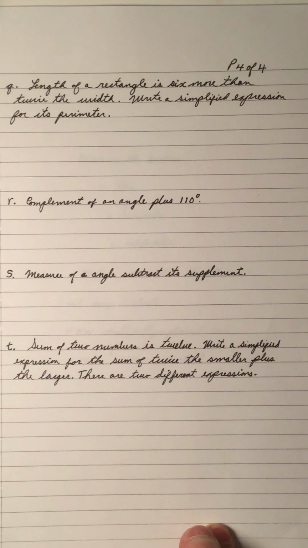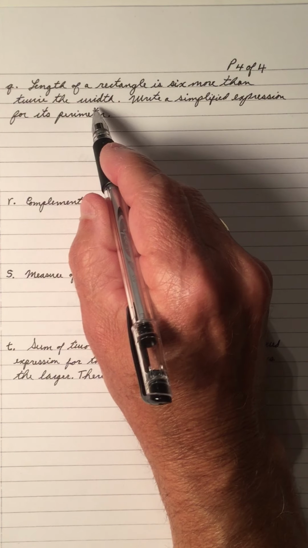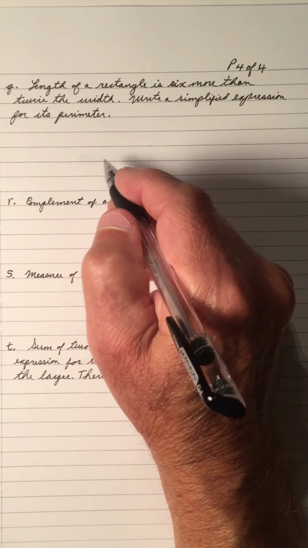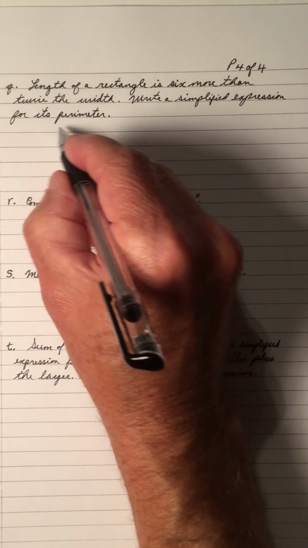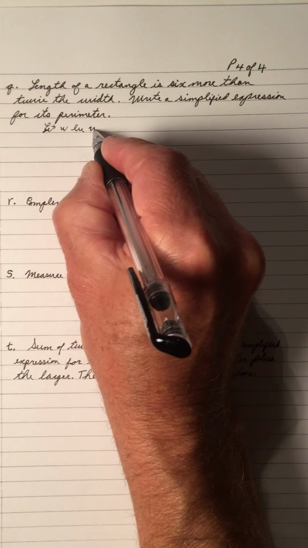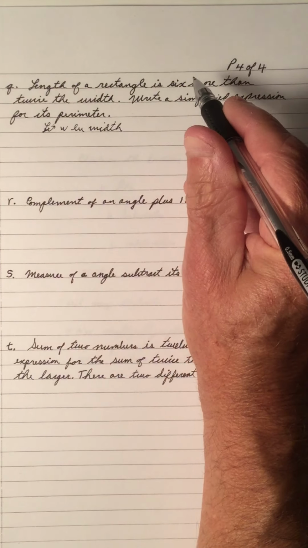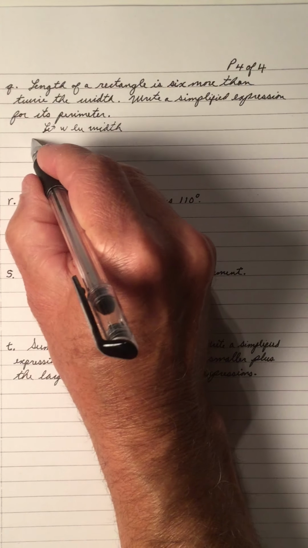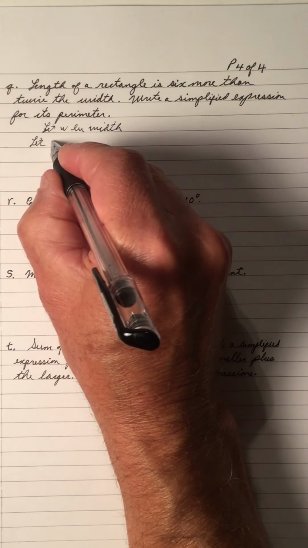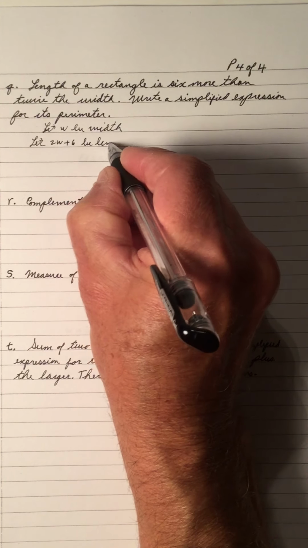Let's continue. The length of a rectangle is 6 more than twice its width. Write a simplified expression for its perimeter. Okay, again, we're going to let w be the width, because the width is on the right. The length is 6 more than twice the width. So 6 more is add, twice the width, so it's twice the width plus 6 be the length.